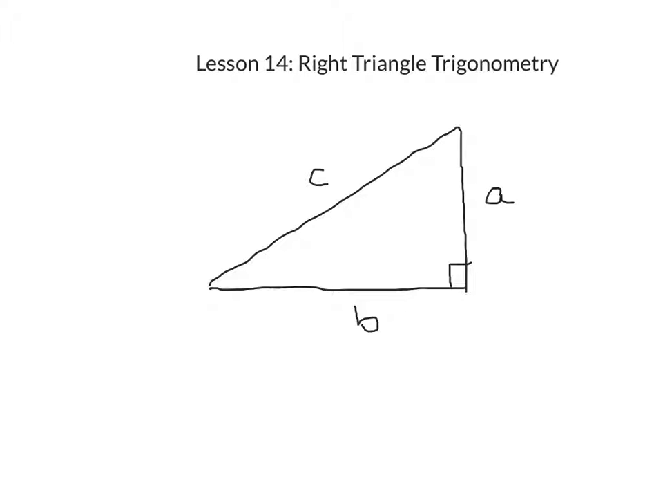Now, all of you should remember that there is one famous theorem dealing with the lengths of the sides of a right triangle, and that is the Pythagorean Theorem. That basically says that the square of the hypotenuse is equal to the sum of the squares of the other two sides. Or in terms of this picture right here, we've got c squared is equal to a squared plus b squared. And as I said, the square of the hypotenuse is equal to the sum of the squares of the other two sides.